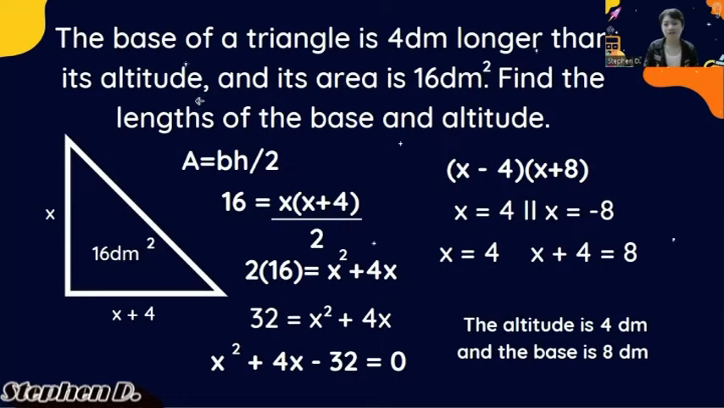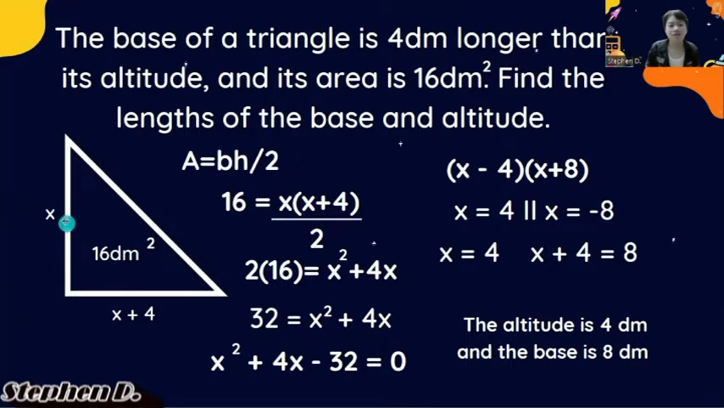You can also use quadratic equations in solving geometry problems. So here's our first example. The base of a triangle is 4 decimeters longer than its altitude, and its area is 16 decimeters squared. Find the lengths of the base and altitude. So first, it's a triangle, so we draw a triangle right here, and then we put in the middle our area, which is 16 decimeters squared.